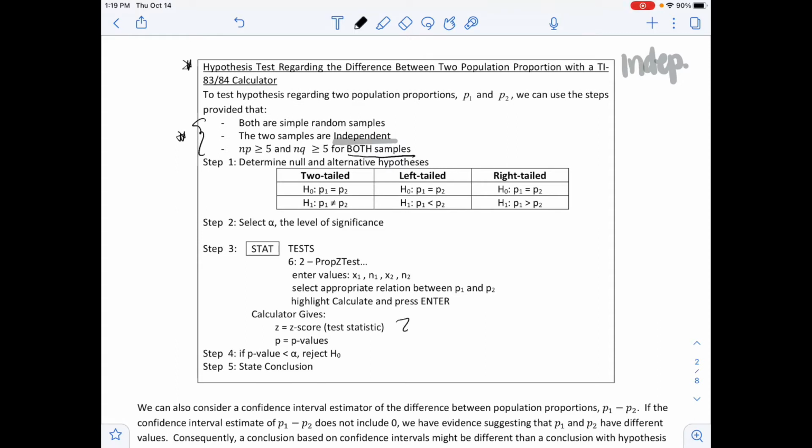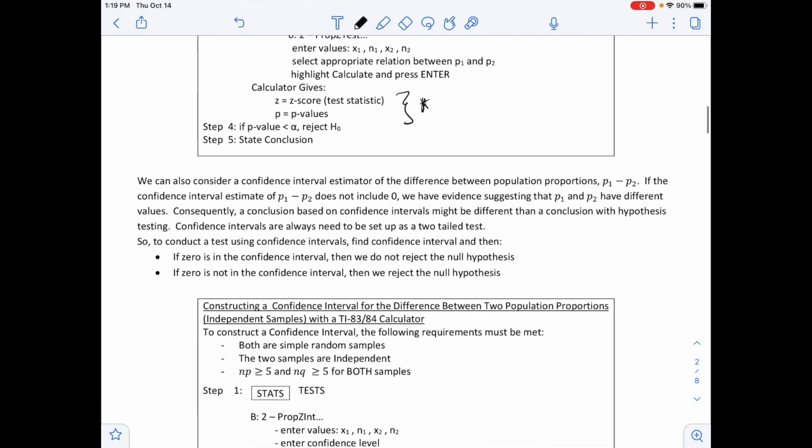When you do, you're going to get two values of importance for us in the output. z equals, which is our test statistic, the z score, and p, which is going to be our P-value. Testing using the P-value method, like we saw earlier in the semester, if the P-value is less than alpha, then we reject H naught, and then you can't forget to state your conclusions again.